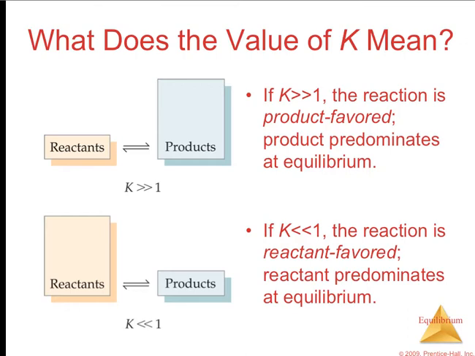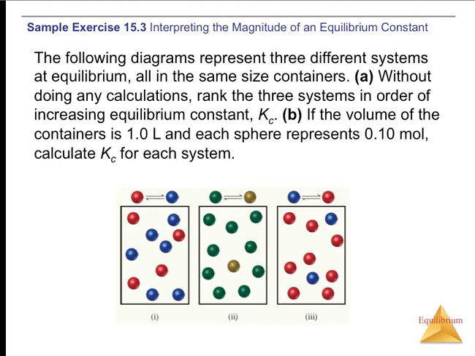Similarly, if that K, that concentration of products over reactants, is much smaller than 1, then the reaction is said to be reactant favored, meaning I have a higher concentration of reactants at equilibrium than I do products. Let's interpret the magnitude of an equilibrium constant. Actually, you do this, bring this in for tomorrow, and we'll look at it at that point.